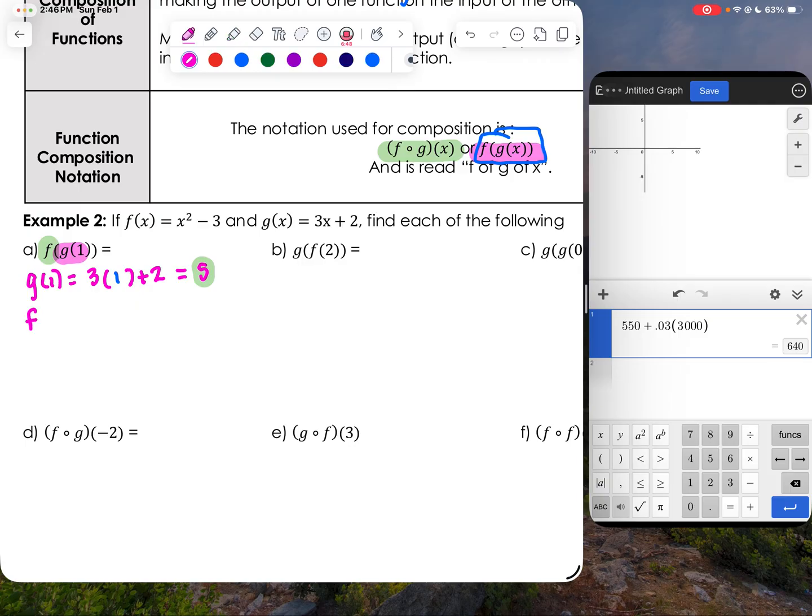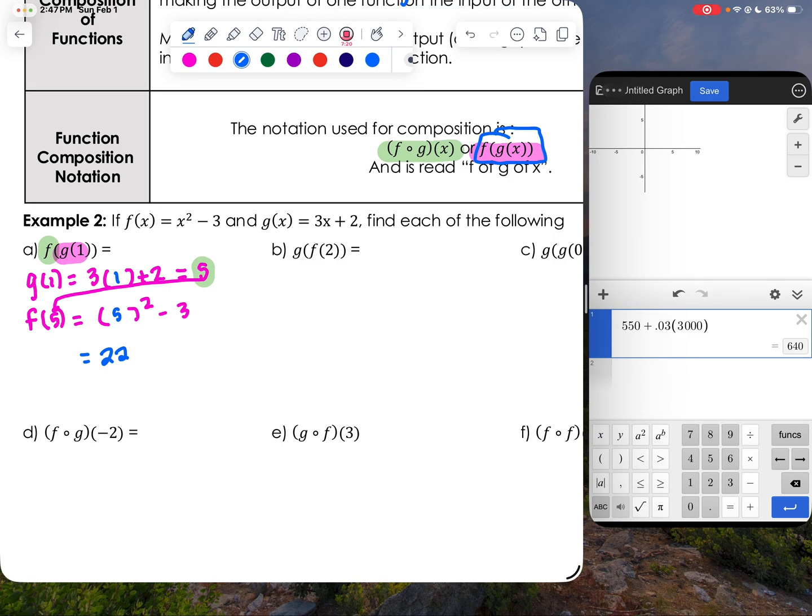So this time we're going to find f of 5. So this number goes in here. So our f function is x squared minus 3. So I'm going to put parentheses squared minus 3, because that's my f of x function, x squared minus 3, and I will plug in the 5 and evaluate that. So 5 squared is 25. 25 minus 3 is 22.